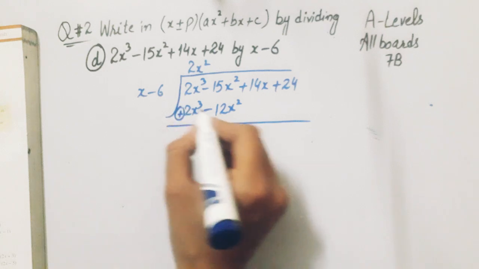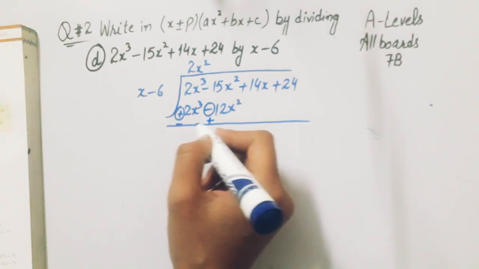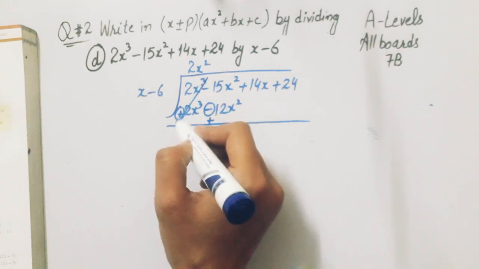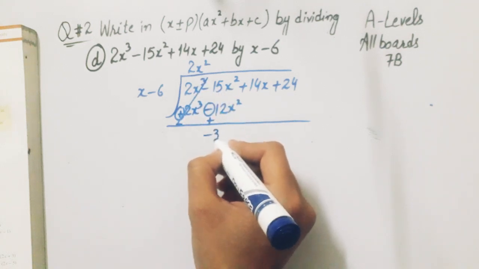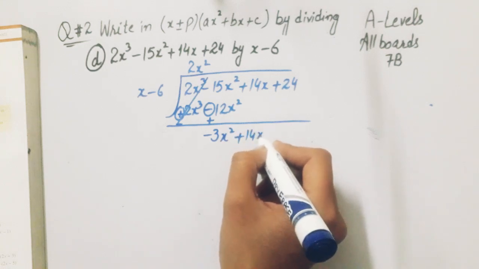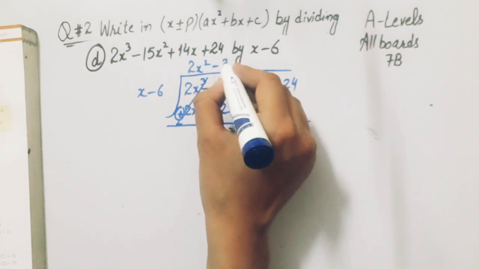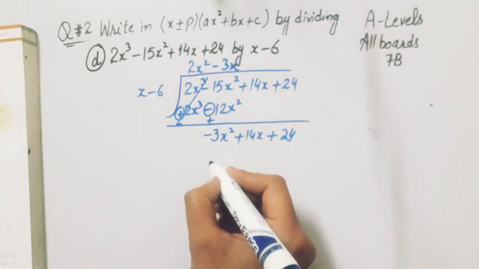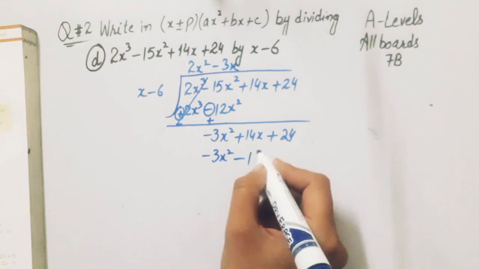Now we will change the old sign and get the new signs. 2x cube minus 2x cube will be cancelled out. Minus 15x square plus 12x square is minus 3x square plus 14x plus 24. To make minus 3x square, we will multiply x by minus 3x. This will become minus 3x square minus 18x.